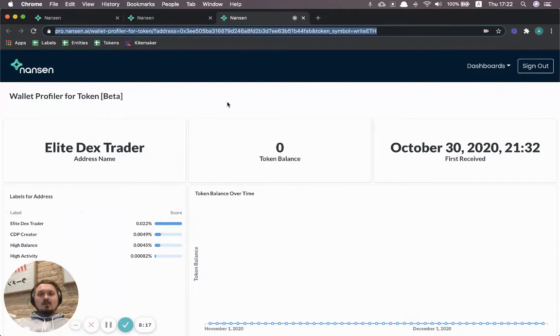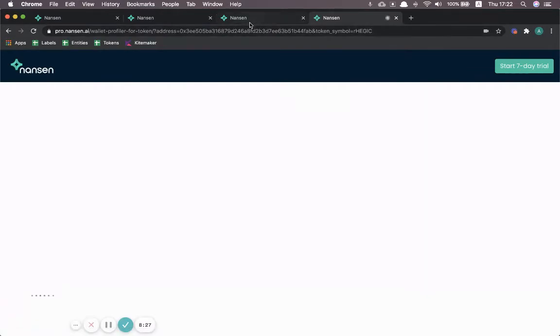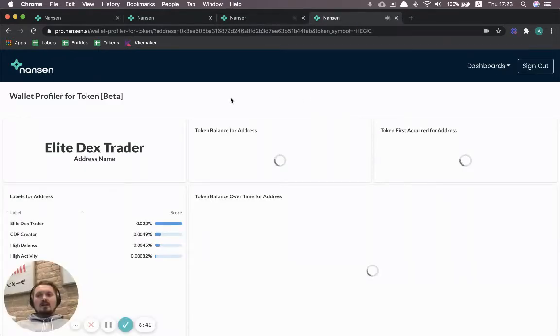grab this, gotta copy it, and then replace the token symbol here at the end. So I'm going to look at rHEGIC. I want to look at what this address has been doing with rHEGIC tokens now. So we were looking at rETH, which is what we use to acquire or farm the rHEGIC tokens. But what about the rHEGIC tokens themselves that they have been farming?